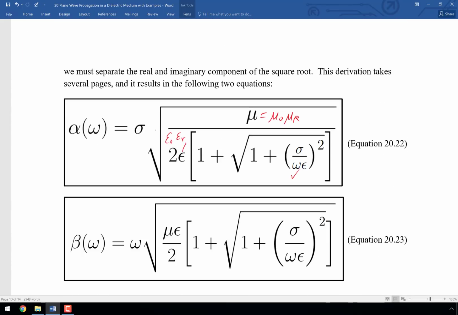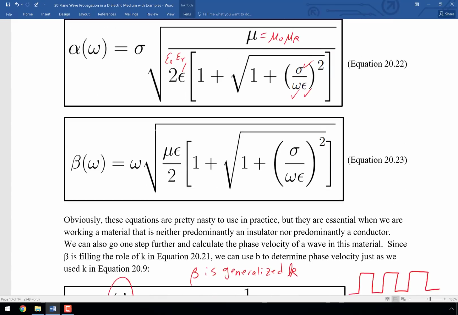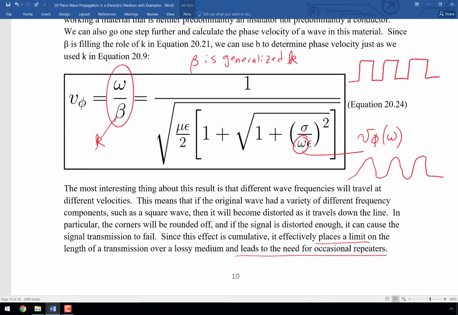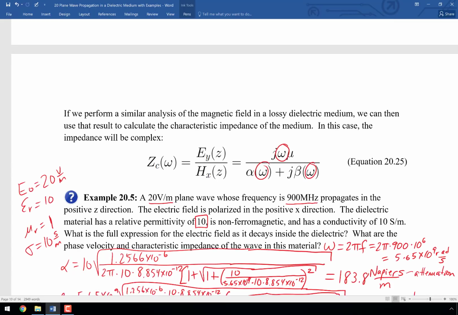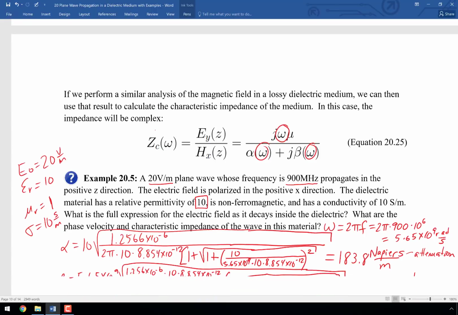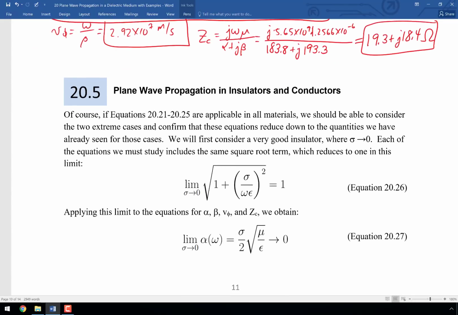So let's consider taking these most general equations right here, and then the equation for the phase velocity, and then the equation for impedance. Let's take the limit of each of those as we have very low conductivity and as we have very high conductivity, and we should find that we get back the same equations that we had before.